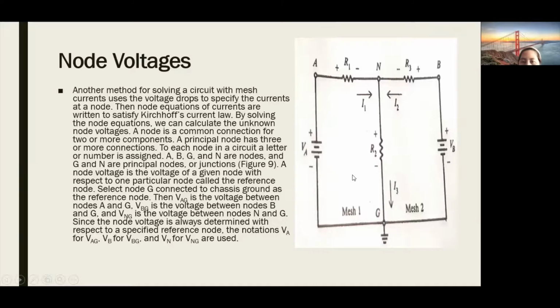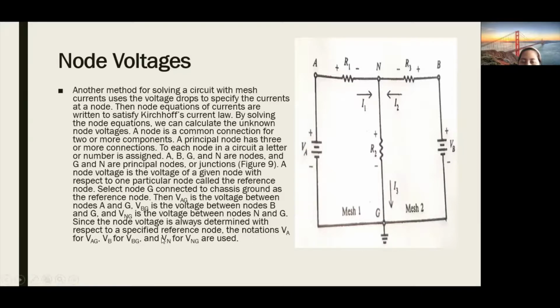So the KCL states that the sum of the currents entering a junction or a node is equal to the sum of the currents leaving the junction.